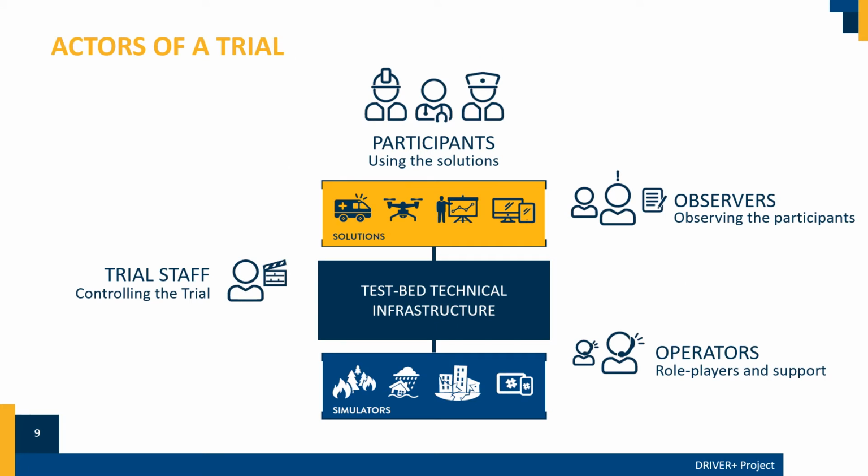So, overall, there are 4 types of persons contributing during a trial run. First, there are the participants. Their expertise and knowledge are indispensable for trial success. Then there is the trial staff, consisting of the main coordinators. Observers have to ensure collection of data for further evaluation. Operators will help the trial staff to run everything flawlessly. This team consists of role players and technical facilitators. Let's take a closer look at the roles within the trial staff.